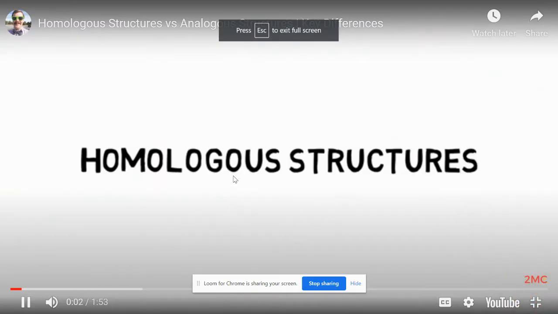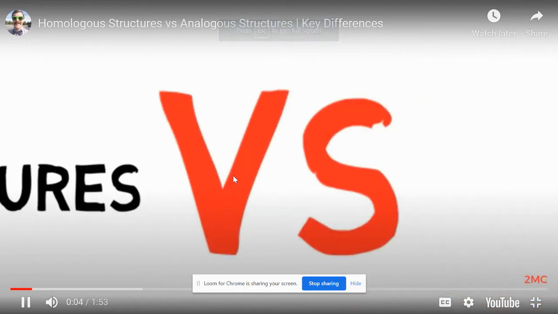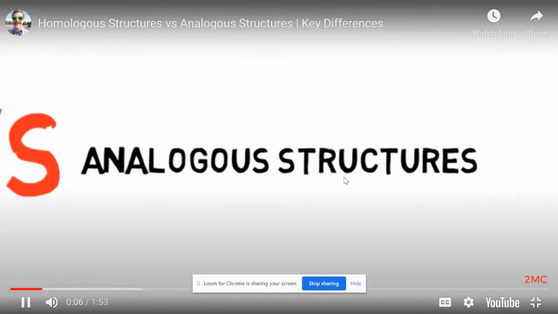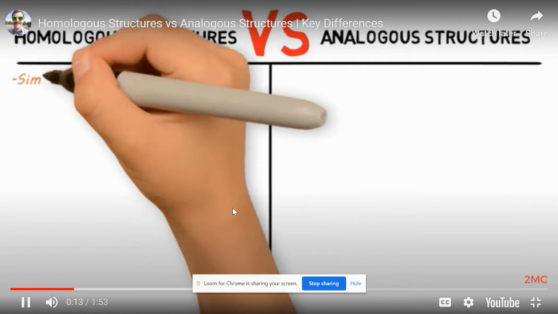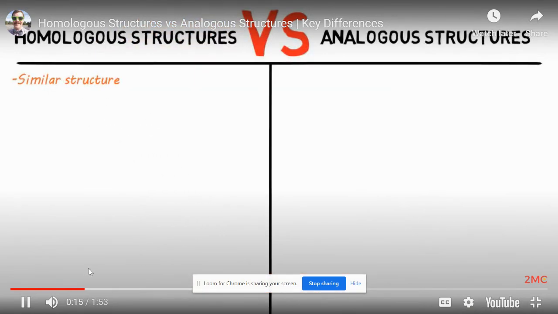Today we're talking about the differences between homologous structures and analogous structures. So this is a topic you may come across in biology or evolution. Let's talk about homologous structures first. So homologous structures have a similar structure, meaning their anatomy or the bone structure is similar. They have a differing function.